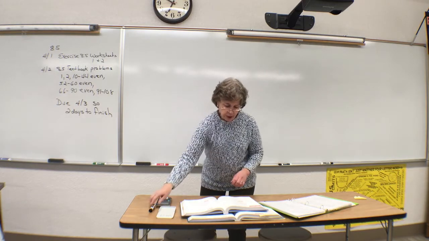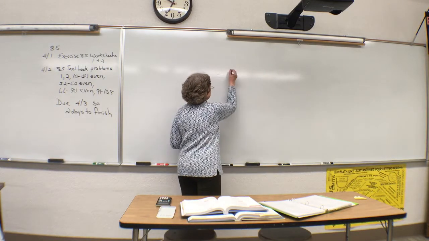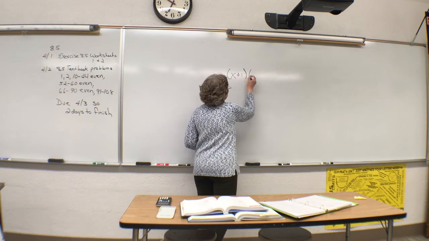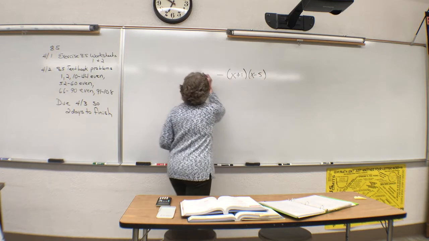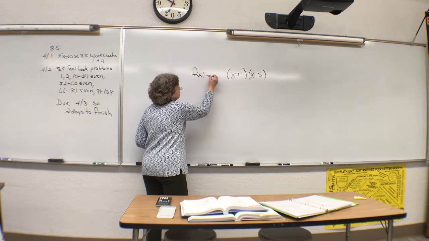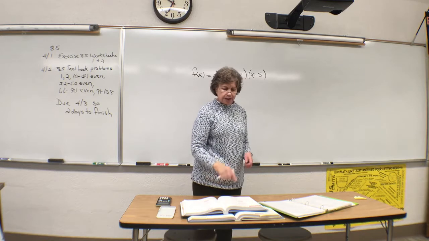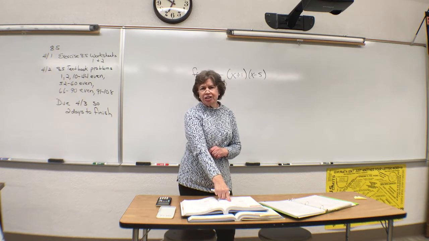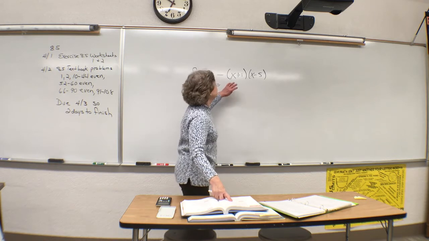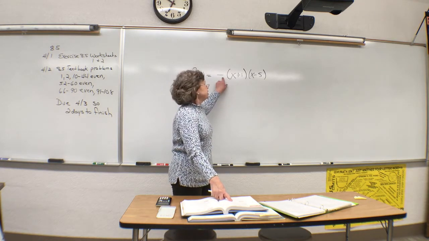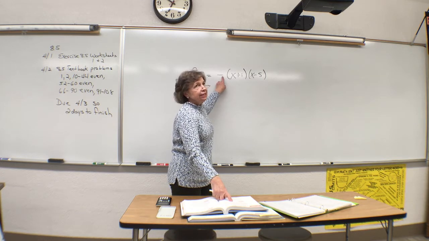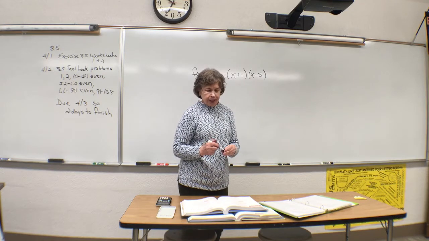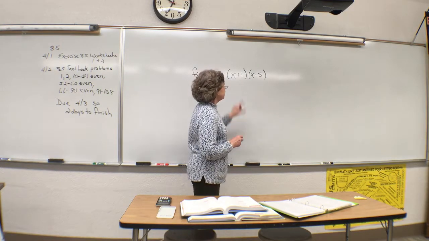Look at example 1 where we have negative x plus 1 and x minus 5 for our function. So f of x equals negative x plus 1 times x minus 5. Describe the domain and range. Well, what do we know about this parabola just by looking at that equation? Do we know whether it opens up or down? Yes, we do. Do we know what its intercepts are? Yes, we know those.